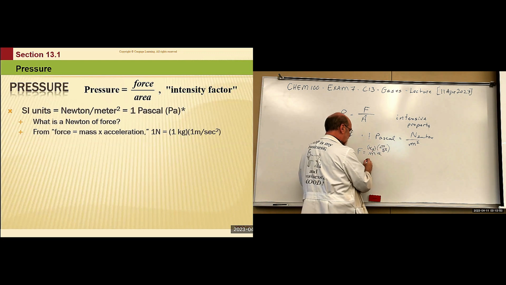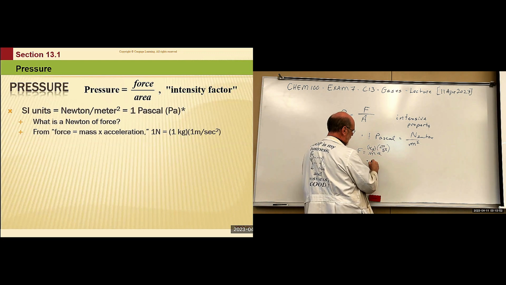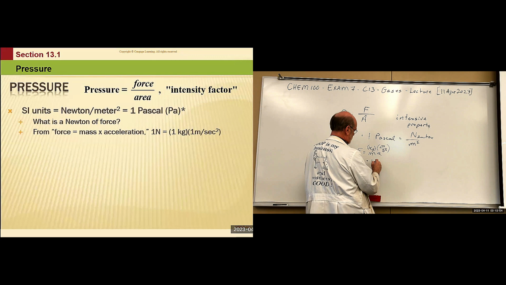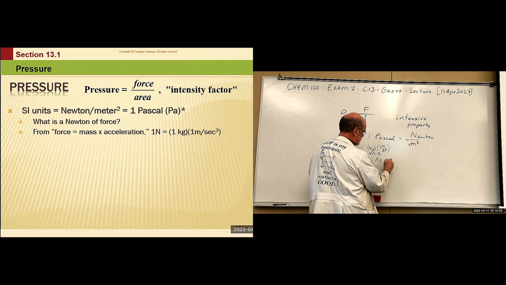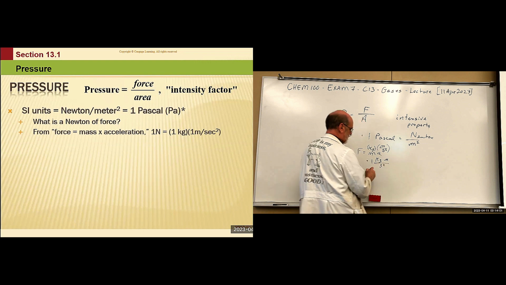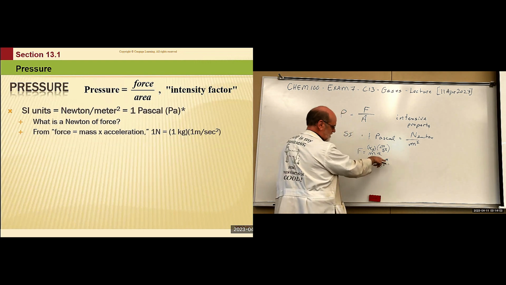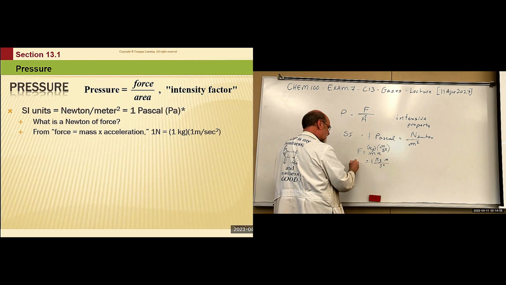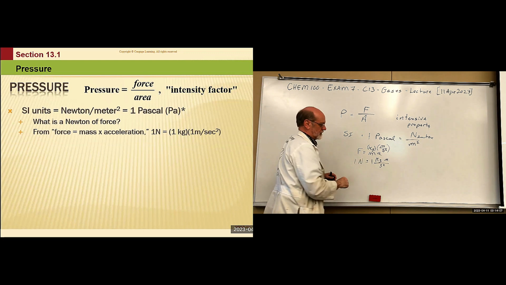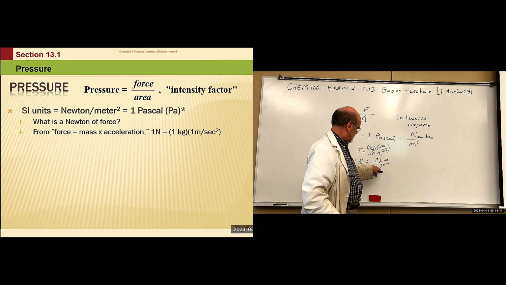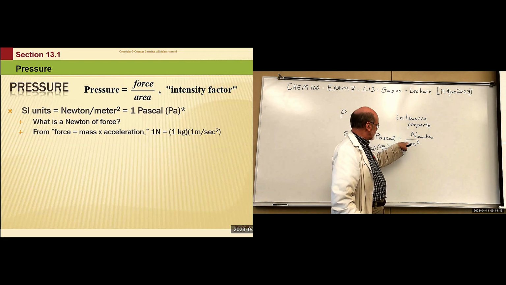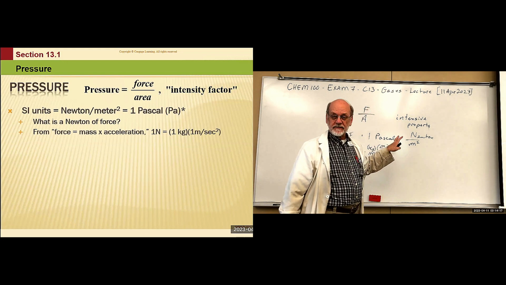Then that means that if we have 1 kilogram times meters per second squared, that derivation is equal to 1 Newton. So this is a derived unit, and the derived unit is used to derive another unit.